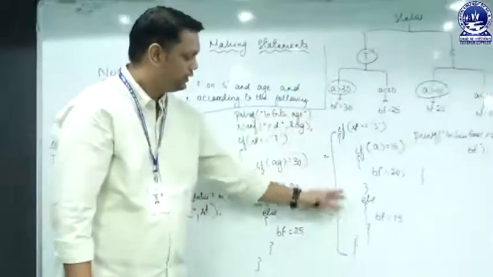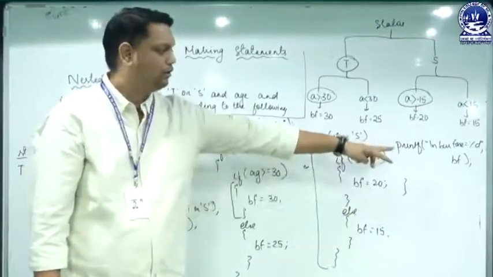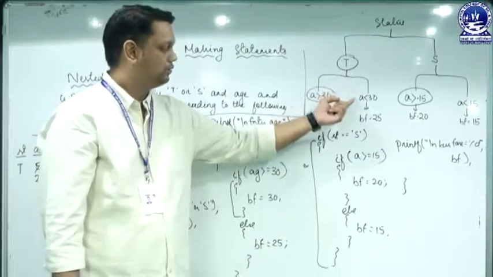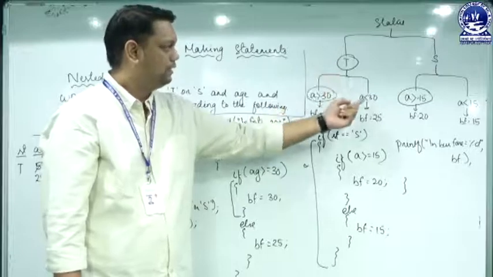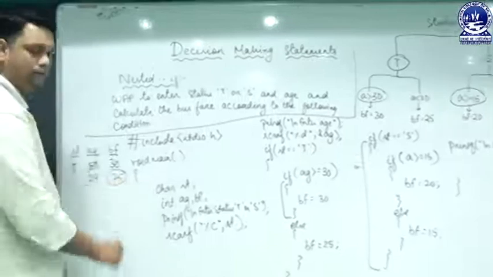Now it will not enter this part also because T is not equal to S. So finally it will come to BF, and we have already seen that if the age of the person of status T is less than 30, then the bus fare is 25, and we have the bus fare as 25.